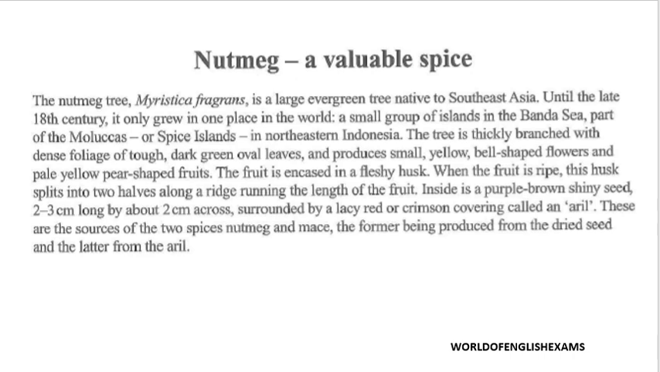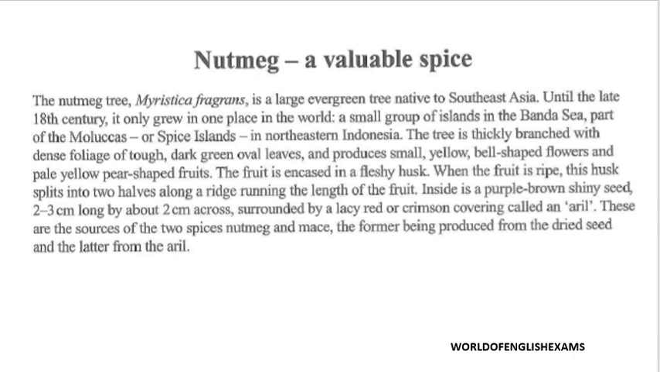Here there is a plural term called these. So it's referring to two things. The first one is the seed and the second one is the lacy red or crimson covering called an aril. So the first one is seed, the second one is aril. These are the sources of the two spices nutmeg and mace. See, the answers for the next two questions follow an order like this. The former means the first one. The former being produced from the dried seed. So nutmeg is produced from dried seed.